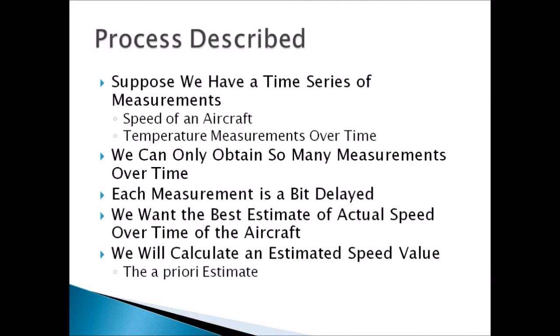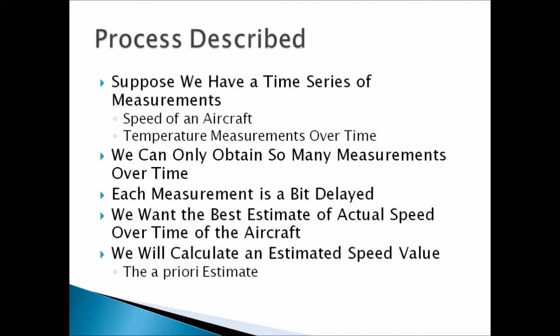Now, a little bit more description of the process. Suppose we have some type of time series of measurements. For example, we might have the speed of an aircraft, or maybe we have temperature measurements over time. Now, we can only get so many measurements, usually in some sort of increments. You might be able to get 1 per second, or with temperature measurements, it might be 1 every 10 minutes. Now, obviously with that, there's a bit of a delay.